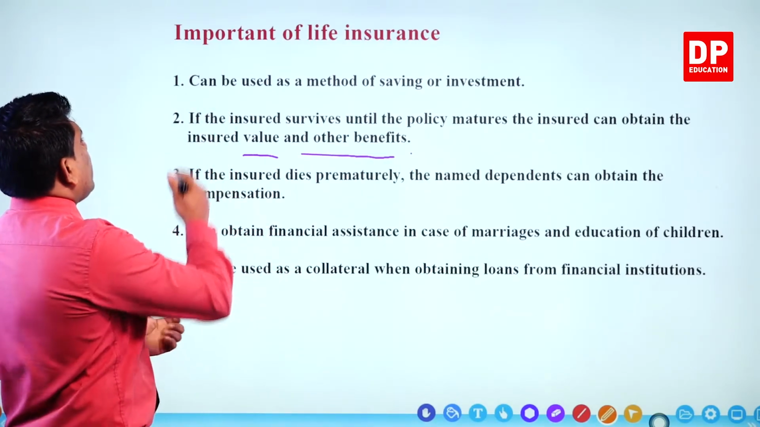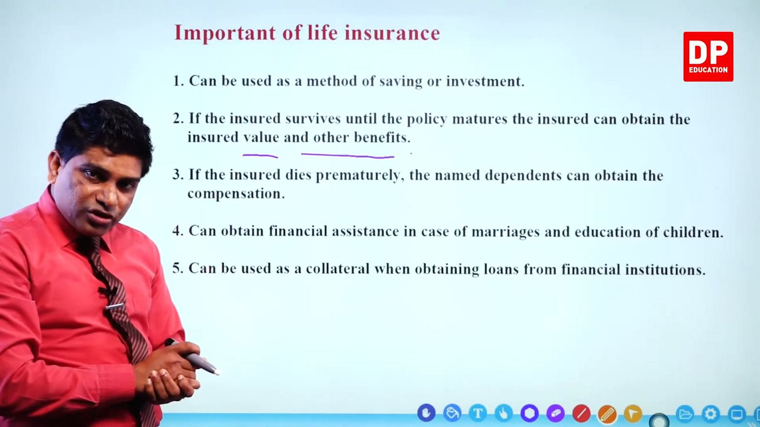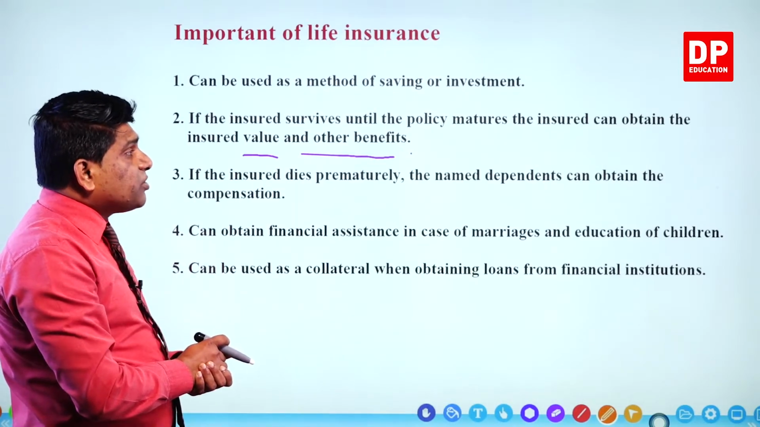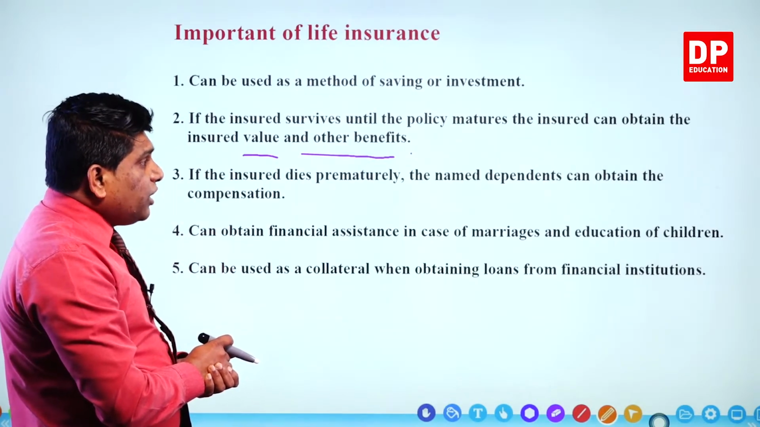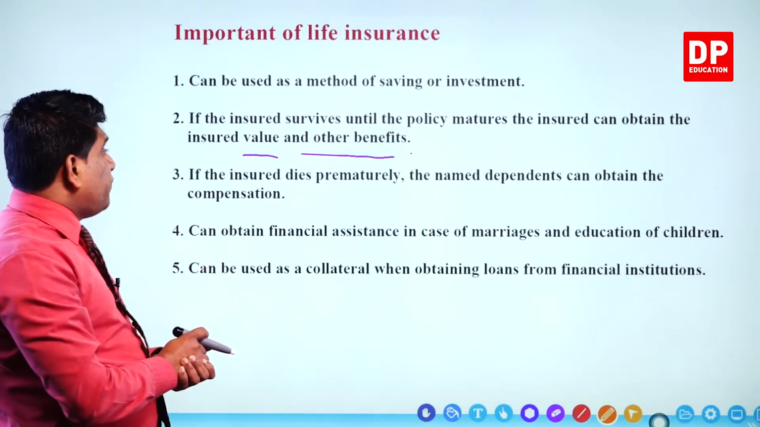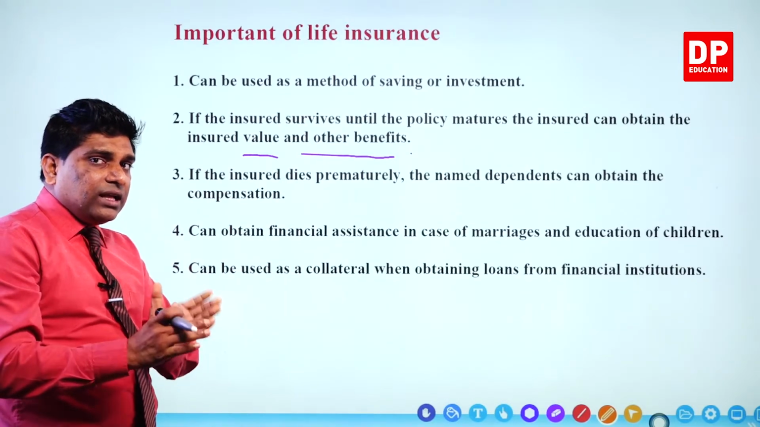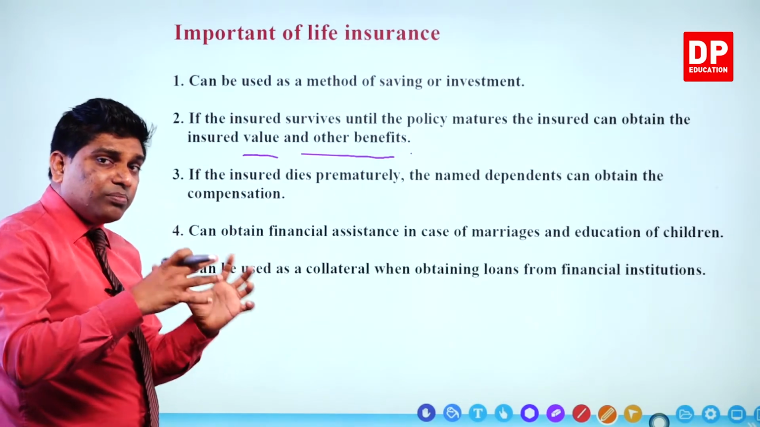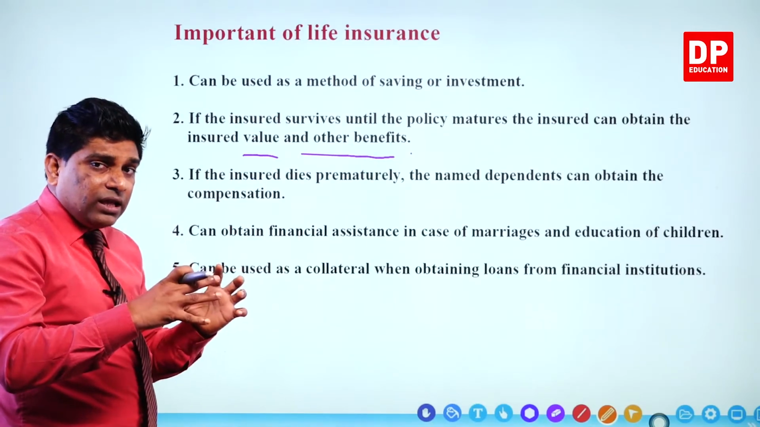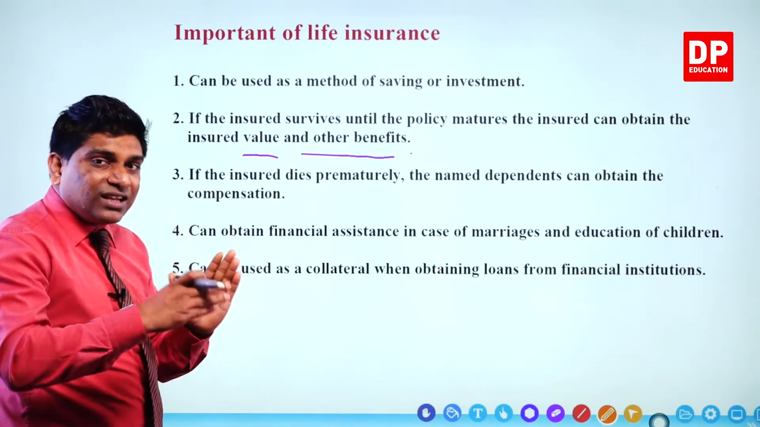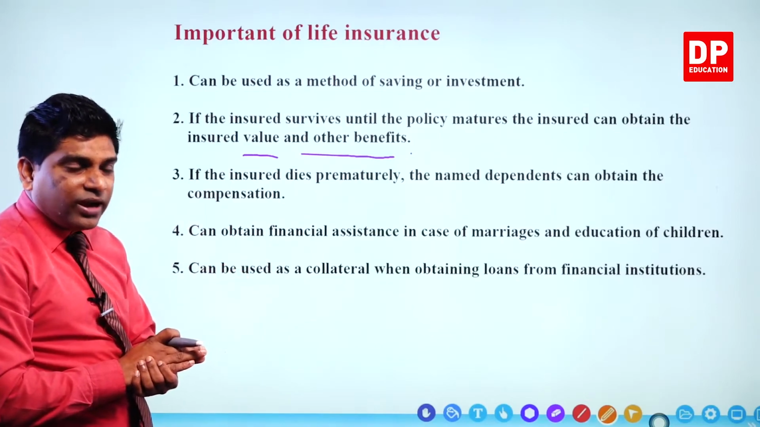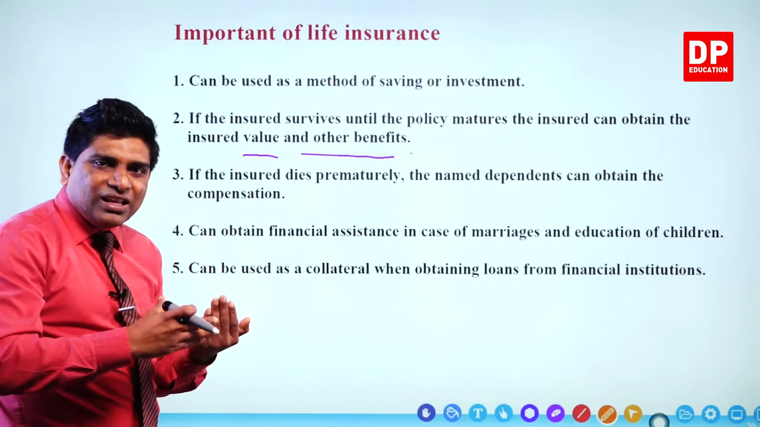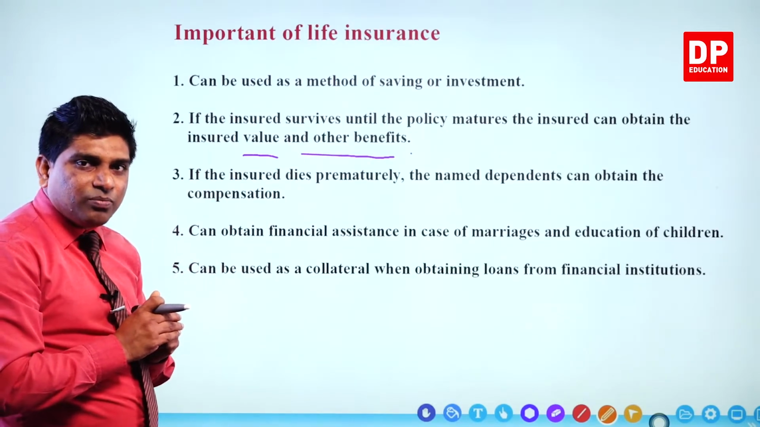What are they? First one, can be used as a method of investment. The second one, the insured survives until policy matures. The insured can obtain the insured value and other benefits, not only the paid amount. After the maturity period, the insurance company will give money, how much you have paid, plus interest and other extra money also, right? The other one is, if the insured dies prematurely, dependents can get money from that insurance policy, right?